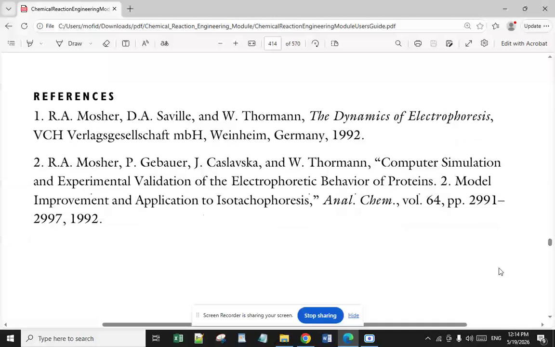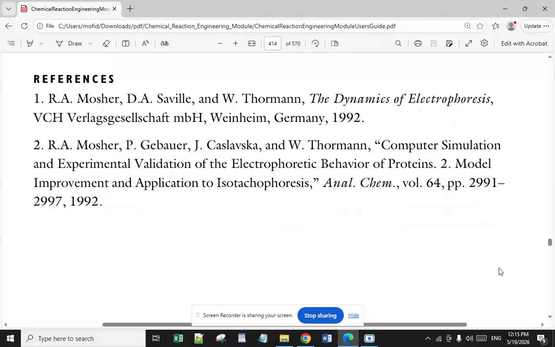The literature I read for you was written by Mosher, Saville and Thormann. The name is The Dynamics of Electrophoresis, and the next one was also written by Mosher, Gebauer, Caslavska and Thormann, and the name was Computer Simulation and Experimental Validation of the Electrophoretic Behavior of Proteins.